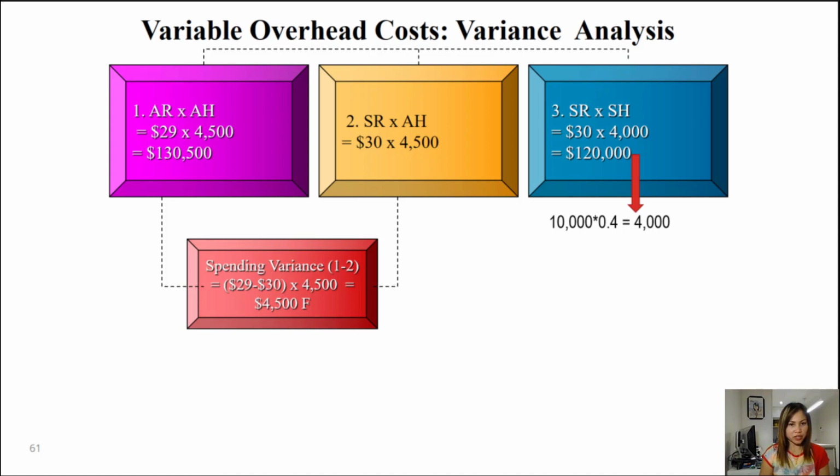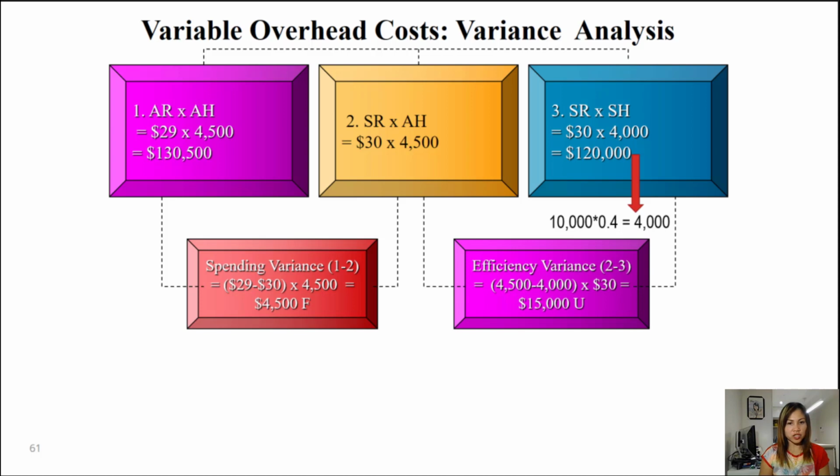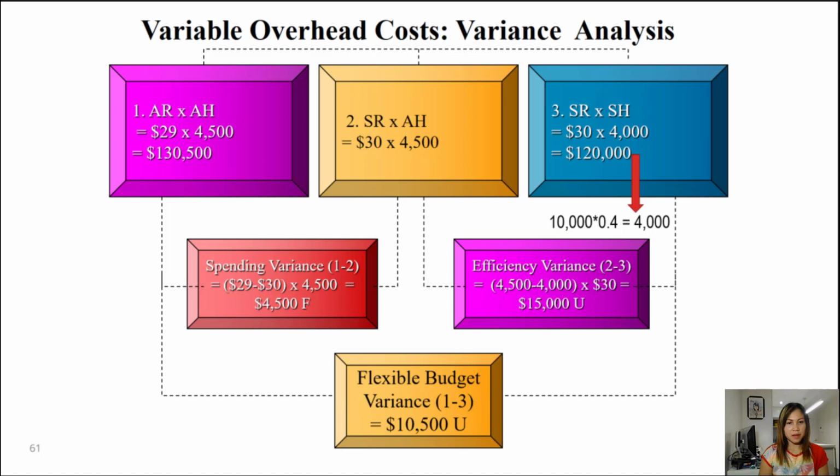Therefore, the spending variance is favorable because the rate is lower than the standard rate. What about the efficiency variance? Actual hours are 4,500, the standard hours are 4,000. Therefore, the variance in total is 15,000 unfavorable. The sum of the spending variance and efficiency variance is 10,500 unfavorable. This is the flexible budget variance.